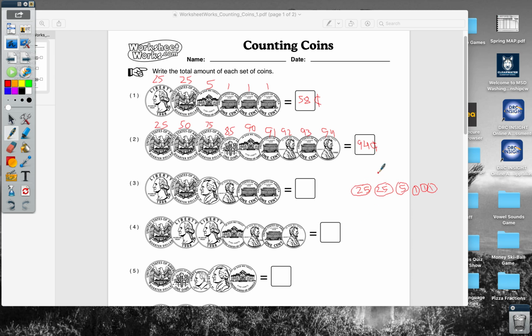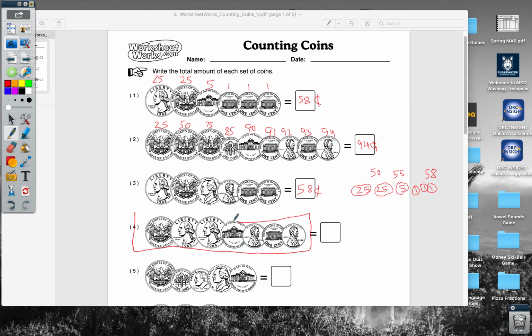So we have 25, 50, so there's 50, 55, and then I'm just going to go 55, 56, 57, 58, and that's going to get us to that 58 cents. Interesting. We had 58 up here and 58 here. Yep, they made the exact same one on this worksheet. Interesting. All right, so let's look at number 4 right here.